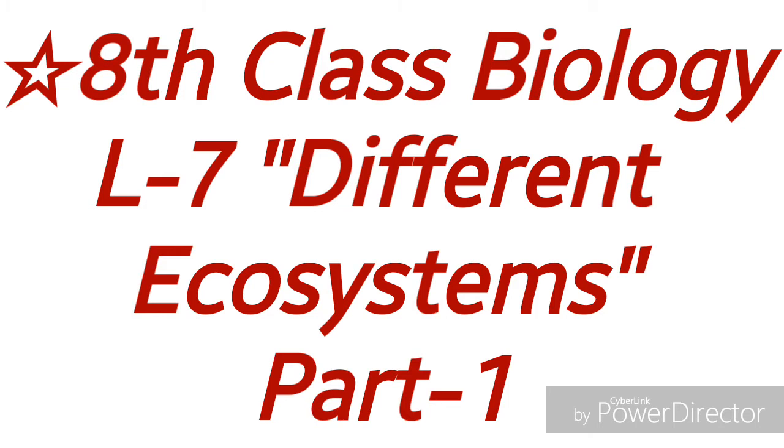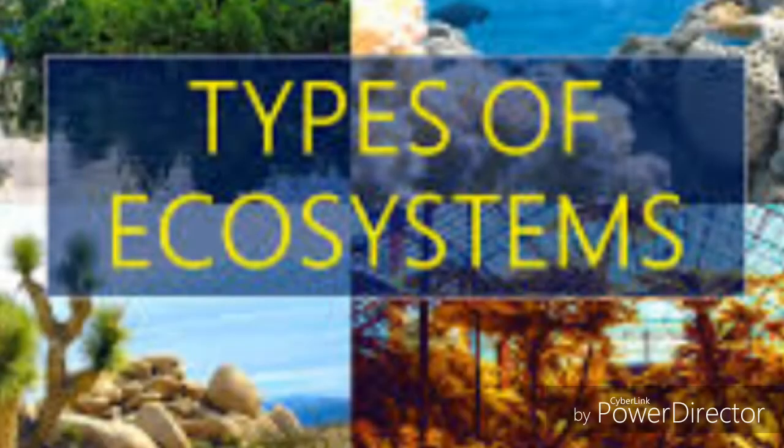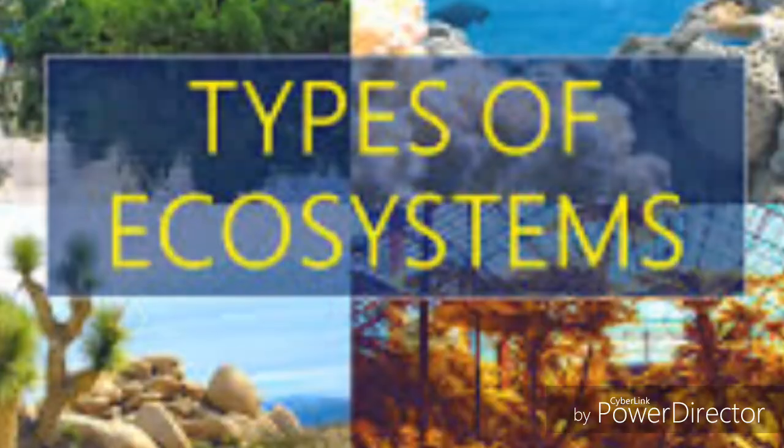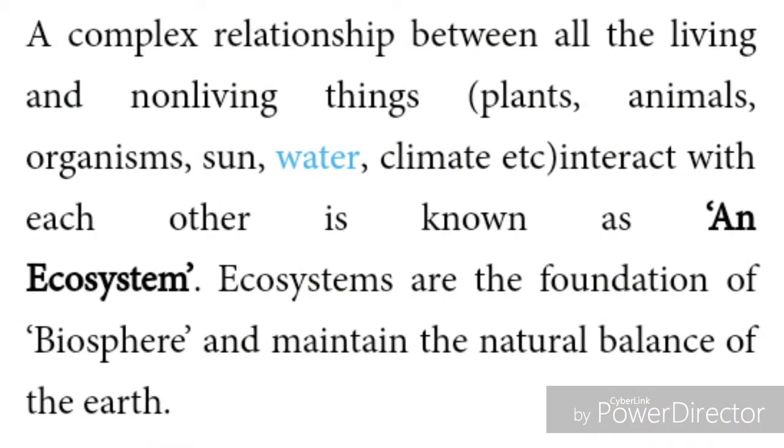Today, you will learn about an interesting topic, different ecosystems. First, let us see the definition of ecosystem. An ecosystem is a complex relationship between all the living and non-living things which interact with each other in a particular habitat.